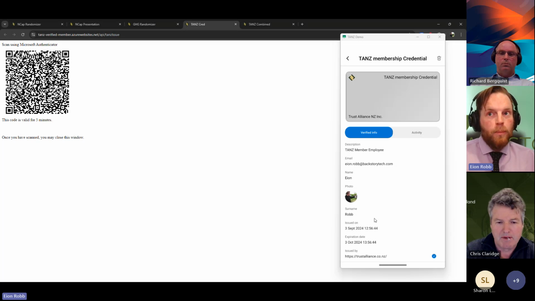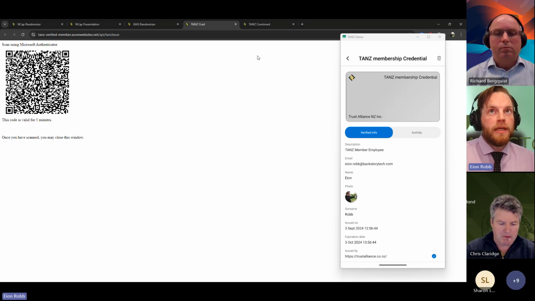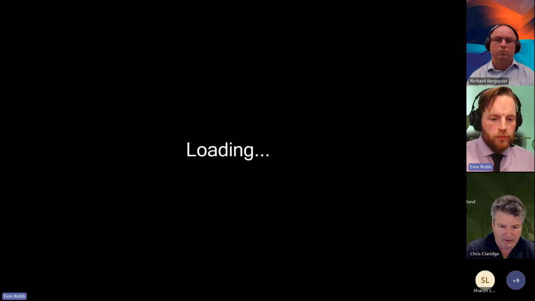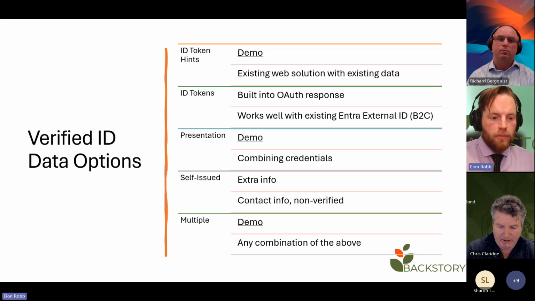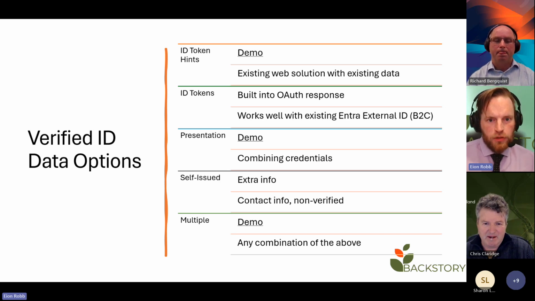Doesn't seem super useful, but where it gets useful is probably in the next step, is when you can combine multiple credentials together. So I'm jumping back into the slides. So for the multiples, so I could say I want to create a TANZ credential that's based on my NCAP score and my greenhouse gas score. I can merge them together into a single new credential that has both that information together.